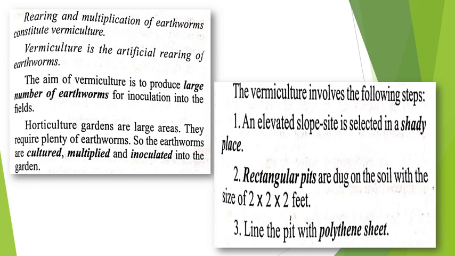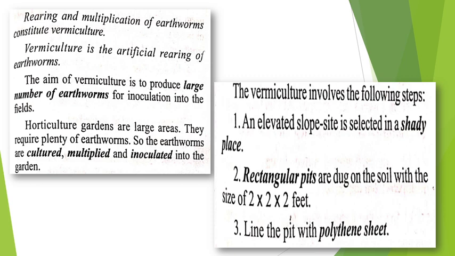Horticulture gardens are large areas. They require plenty of earthworms, so the earthworms are cultured, multiplied and inoculated into the gardens. Means जो भी हॉर्टिकल्चर गार्डन्स होते हैं तो वहाँ पे जो सॉइल की फर्टिलिटी इंक्रीज करने के लिए भी अर्थवॉर्म का यूज किया जाता है, because they are a good source of increasing soil's nutrient availability.